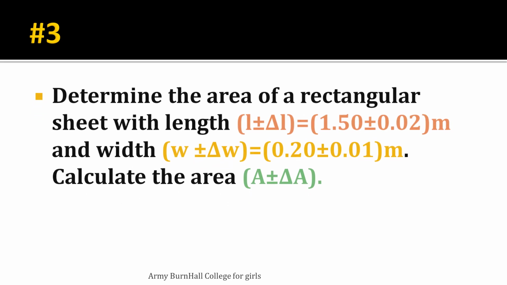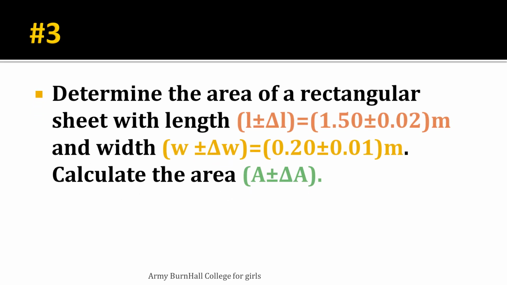Numerical number 3: determine the area of a rectangular sheet with length L plus delta L equal to this and width, again given, calculate the area. That is very simple, you have to do it yourself. You will write down the given data, length and width. You have to write down the required value, area with uncertainty, and then you will start the calculation. How? As area is equal to length multiplied by width. It is multiplication. So what you will do? Length into width. You will find out their uncertainties.